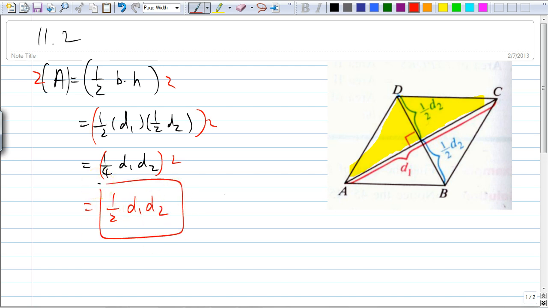Any questions? 1/2 of 2 D1 D2. Guys, do we distribute this 2 here? You only distribute if you have more than one term inside. I'm just multiplying 4 things together, right? How do you multiply 4 things? You multiply 2 at a time, right? Do you distribute this 2 to this? No, please be careful. Does this make sense?